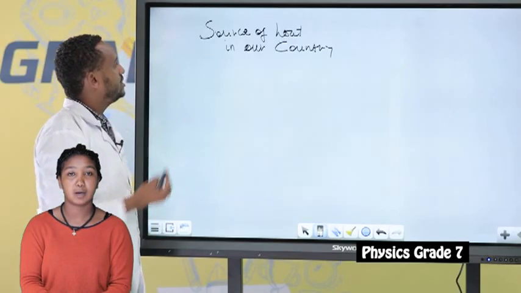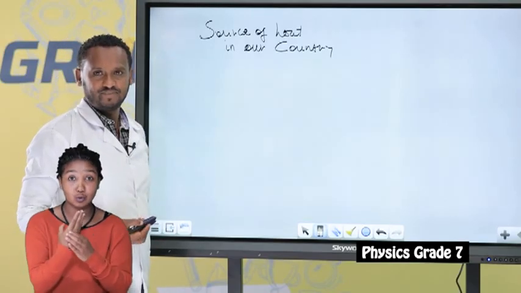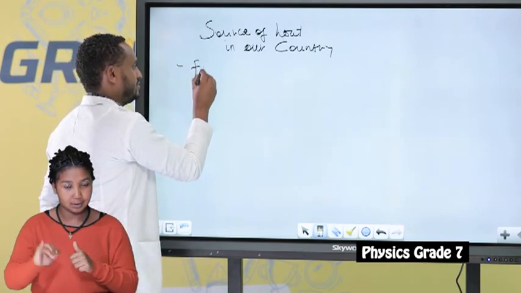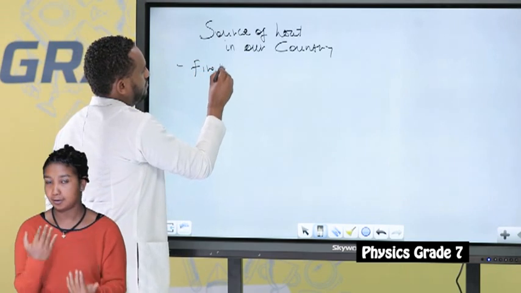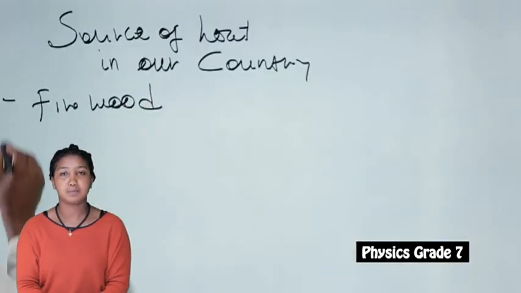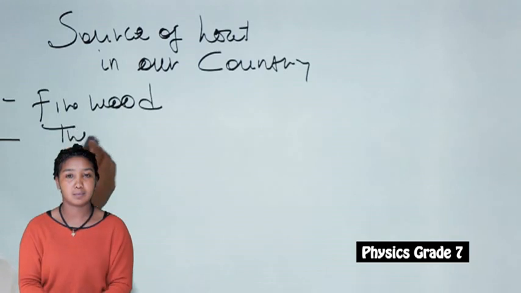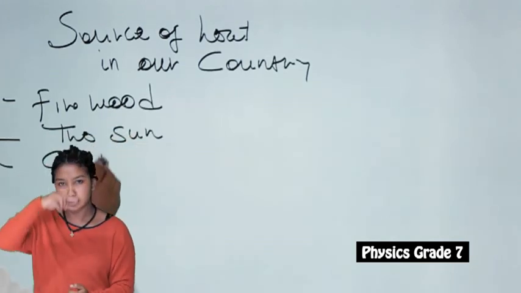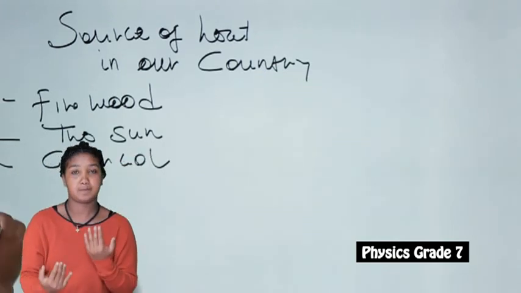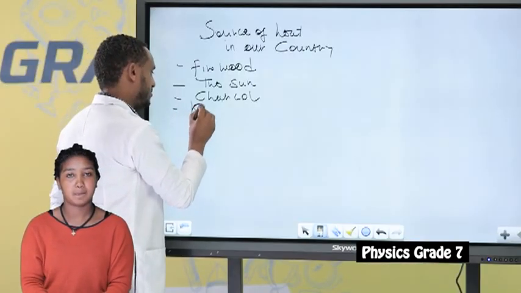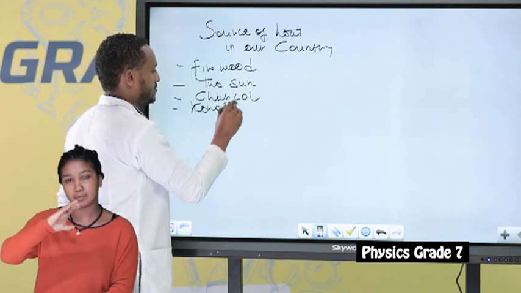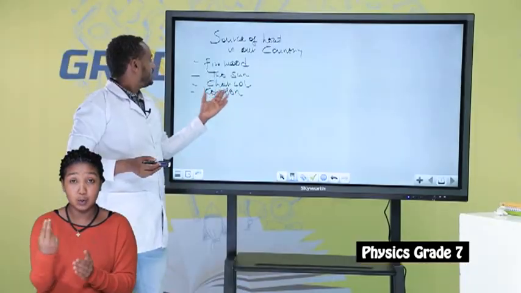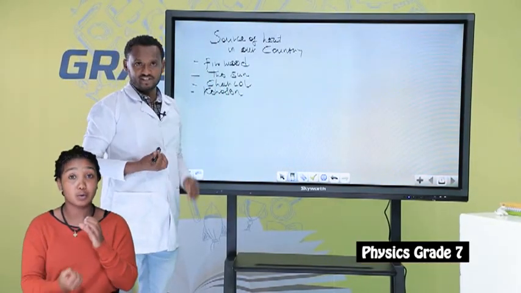Now let me see about sources of heat in our country. There are different sources of heat. One is firewood, the sun, charcoal, and kerosene. These are examples we use to produce heat in our country.